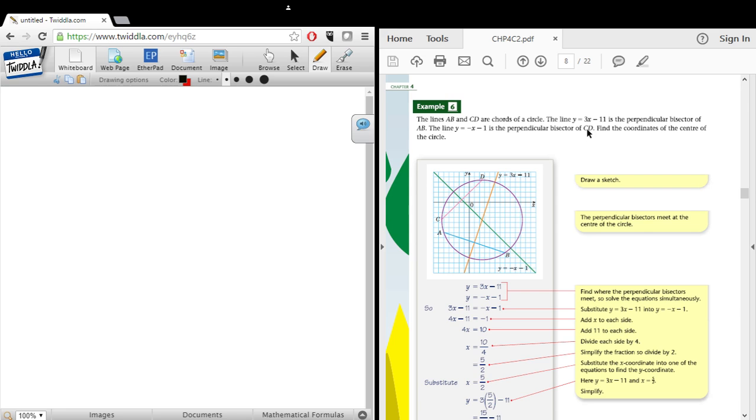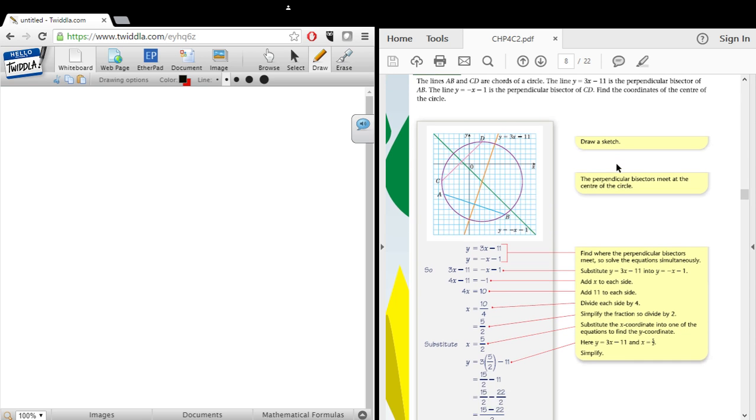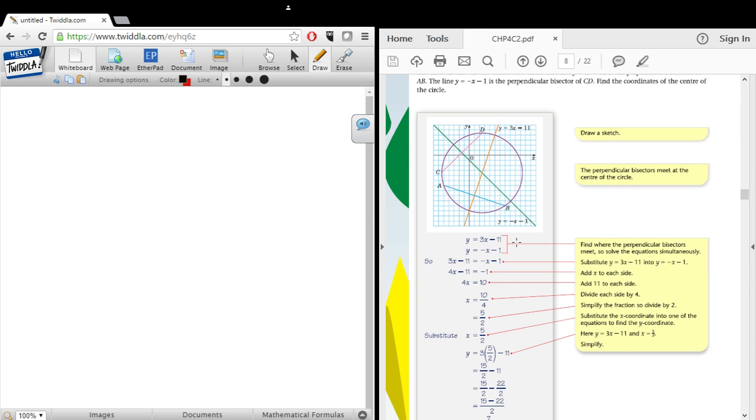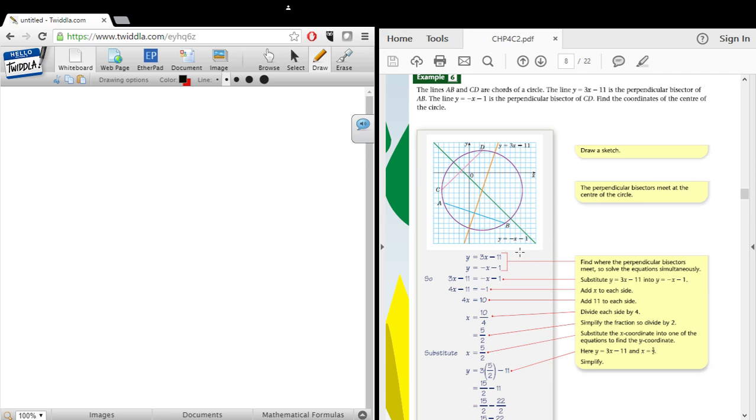The line y equals 3x minus 11 is the perpendicular bisector of AB. The line y equals minus x minus 1 is the perpendicular bisector of CD. Find the coordinates of the center of the circle. So you have the equation of the line, already given to you, which is the perpendicular bisector of AB, and you have the perpendicular bisector of CD.